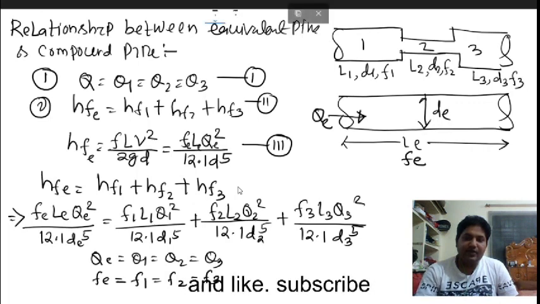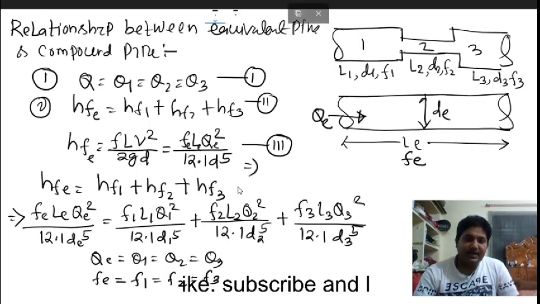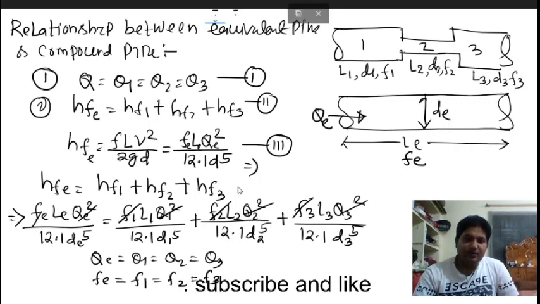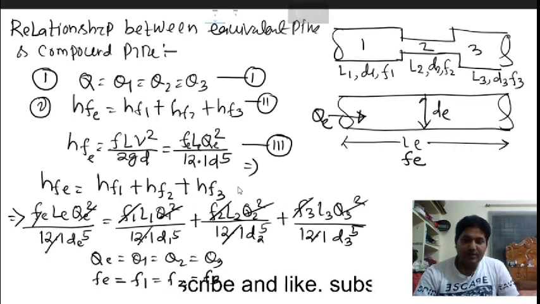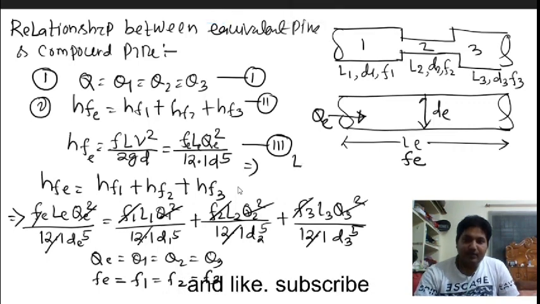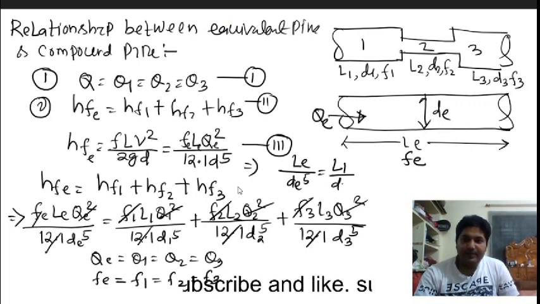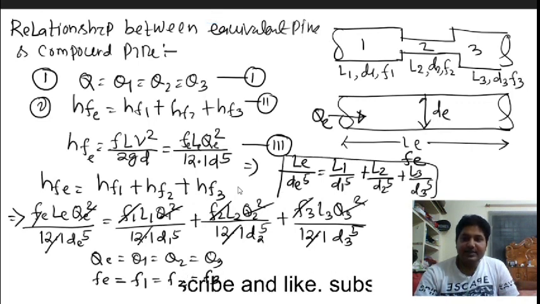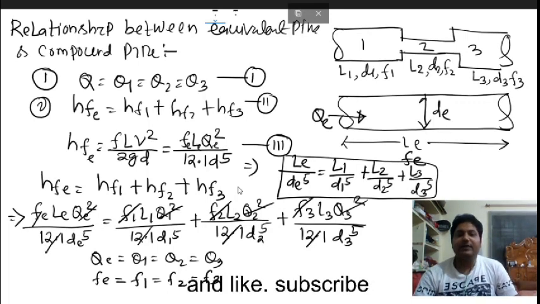Okay, now if you put that, then these will cancel with each other. So Q is gone, the F's are gone, and 12.1 is also cancelled. So the final expression comes out to LE divided by DE to the power 5 equal to L1 divided by D1 to the power 5 plus L2 divided by D2 to the power 5 plus L3 divided by D3 to the power 5. So this is the relationship between the equivalent pipe and the compound pipe, or pipes in series.